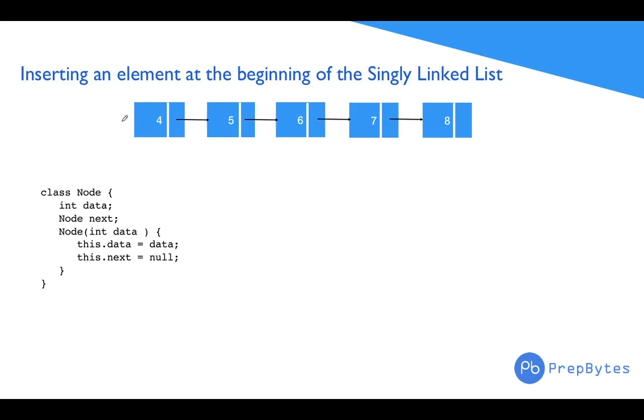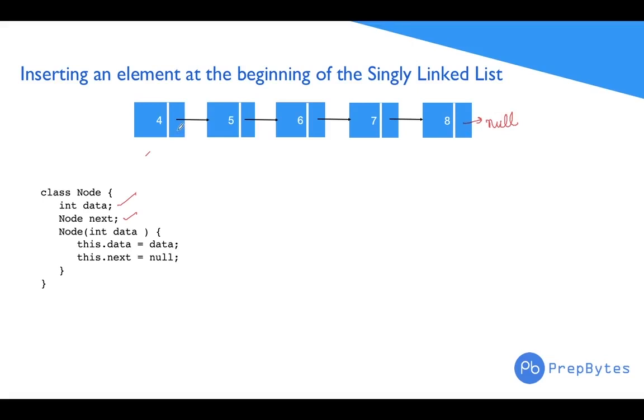We have seen that each node has two members. One is data and another is next, which contains the reference to the next object or the next node. So here this is the first, this is the second, third, fourth and fifth node. In this case, this is the last node and the next of this particular node is not pointing to any other object. So the next of this particular node will be null.